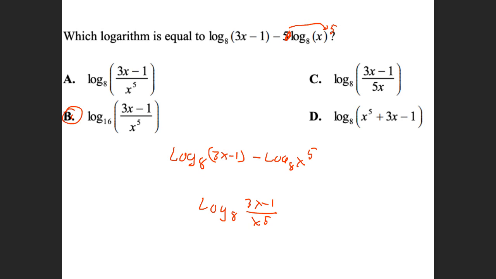So anytime you have a number out in front, make sure you put it behind there, because it will really mess the problem up if you do not.